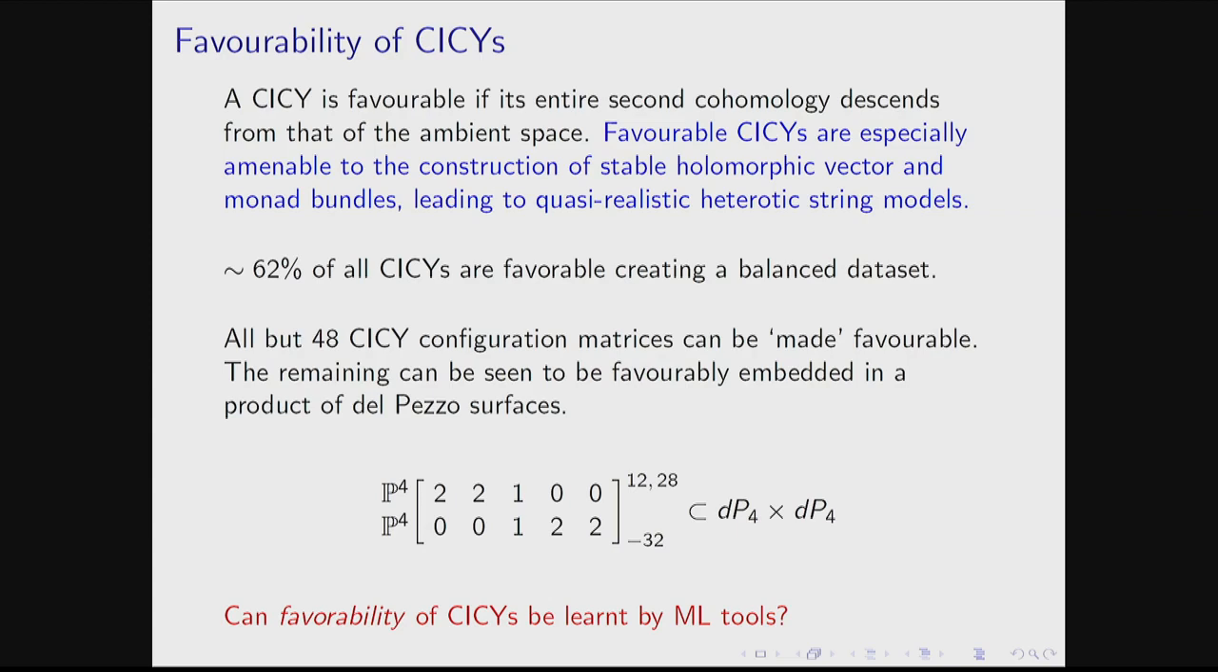So there are 2 CICY lists floating around. One is the old one, and one is the new one. The new one has more favorable CICYs. We'll stick with the new one, because the old one requires a bunch of classification projects to really start playing with. Right. So the first question we ask is, can favorability of CICYs be learned by machine learning tools?